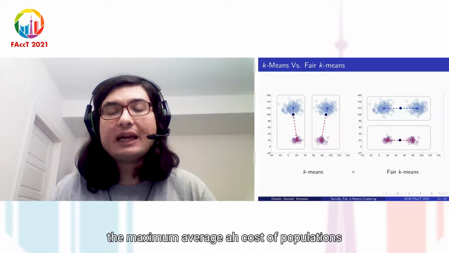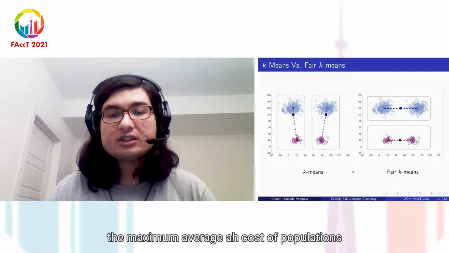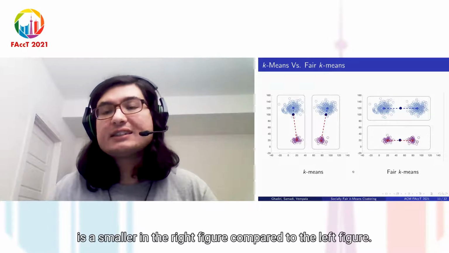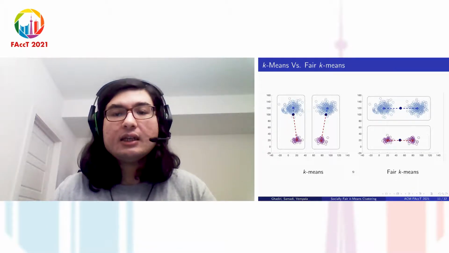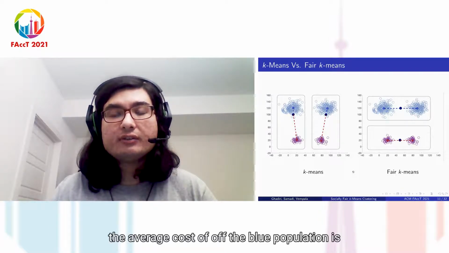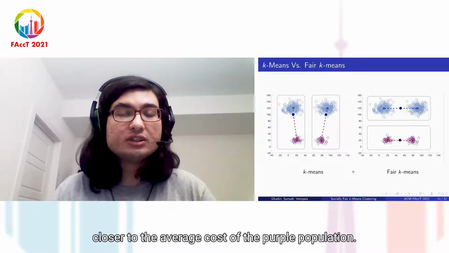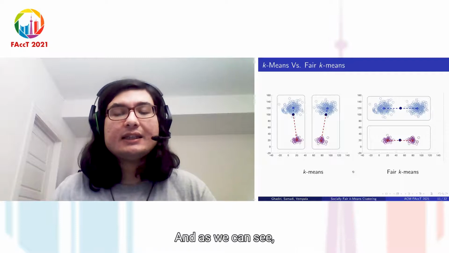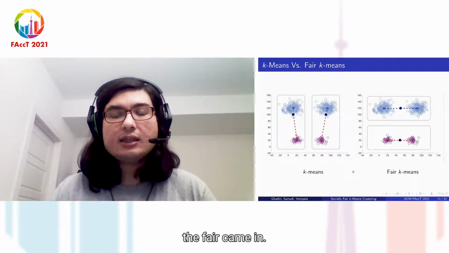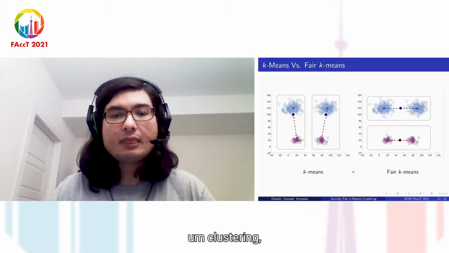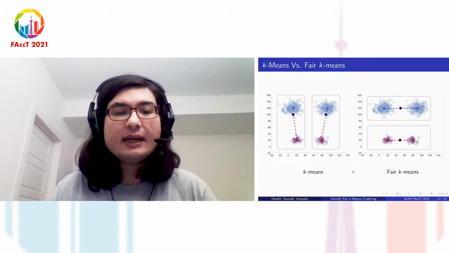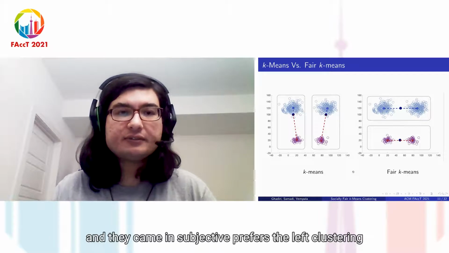As we can see in this toy example that we just saw, the maximum average cost of populations is smaller in the right figure compared to the left figure. And because of that, the average cost of the blue population is closer to the average cost of the purple population. And as we can see, the fair k-means objective prefers the right clustering, and the k-means objective prefers the left clustering.